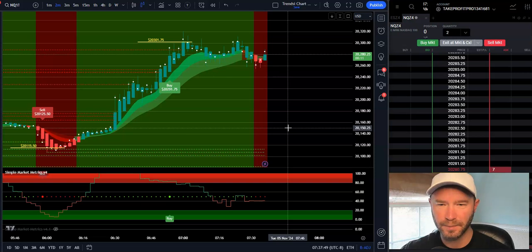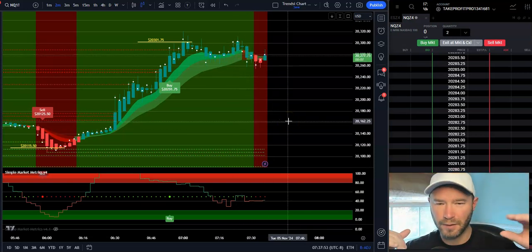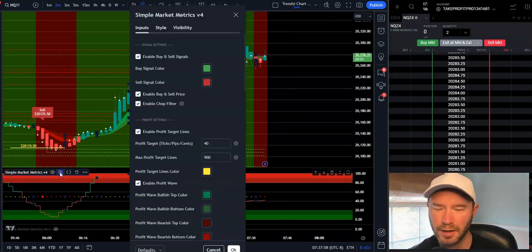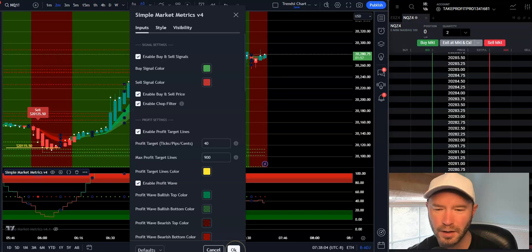Now on the 2-minute time frame, if our candles in general are moving 20 points, if we take that full value and put it in half, basically we're going for 10 points on the 2-minute time frame, giving ourselves the best risk to reward. You want to set this to 40. So 40 ticks is going to be 10 points.